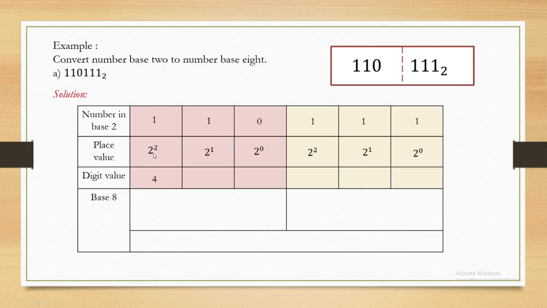1 times 2 power of 2 is 4, 1 times 2 power of 1 is 2, 0 times 2 power of 0 is 0, and then 4, 2, 1. And then we find the number value for this group, which is 4 plus 2 plus 0 is 6, and then the number value for this is 4 plus 2 plus 1 is 7, and then we combine these digits to form base 8: 6, 7 base 8. So the final answer is 67 base 8.